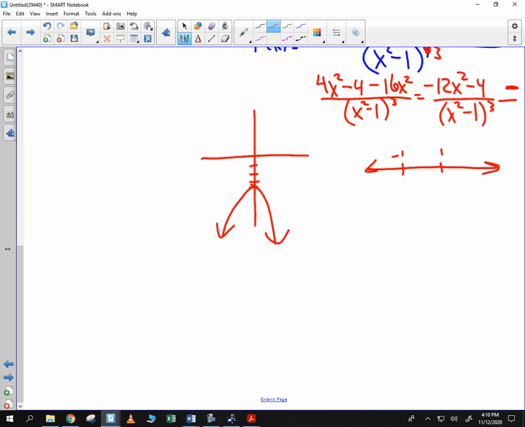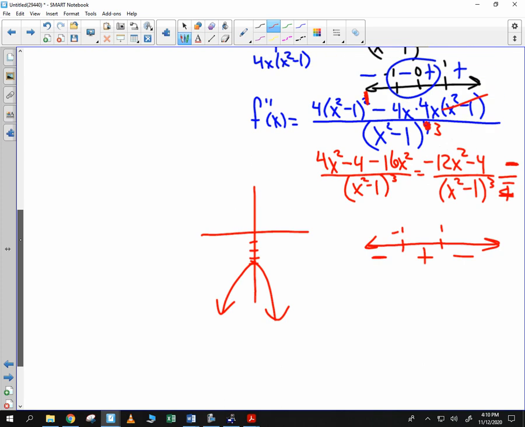If you were to plug in, say, negative 2, negative 2 squared is 4. 4 minus 1 is 3. Cubed is 27. So you get a negative over a positive. That would be negative. Plug in a value between negative 1 and 1. We'll try 0. 0 squared is 0. Minus 1 is negative 1. Cubed is negative. Negative divided by negative is a positive. If you plug in a value like 2, you get a negative again because you'll get a positive on the bottom and a negative on the top.